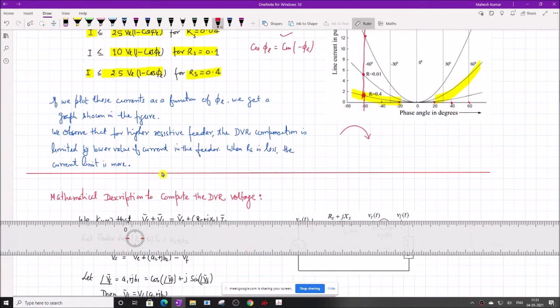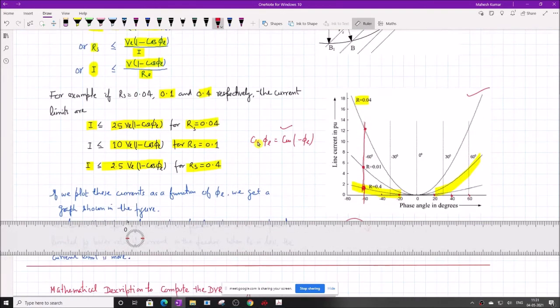Now, these three conditions which I have described earlier, the limiting case, where there is no solution, and where there are two solutions, can also be mathematically formulated.